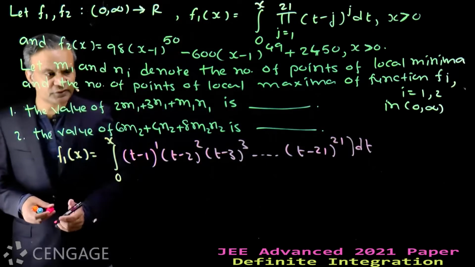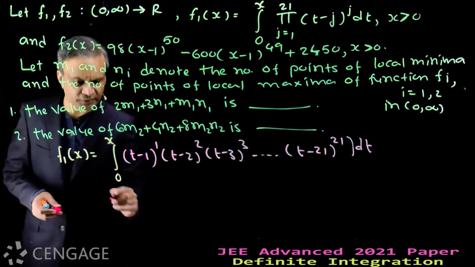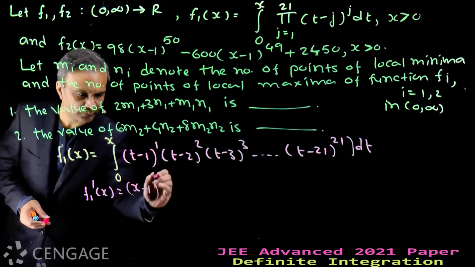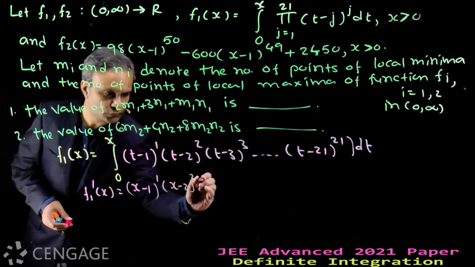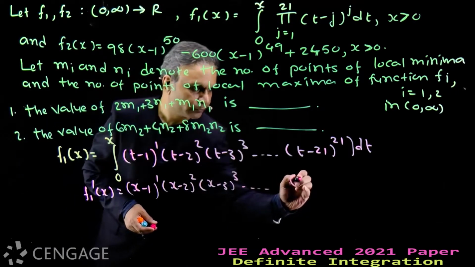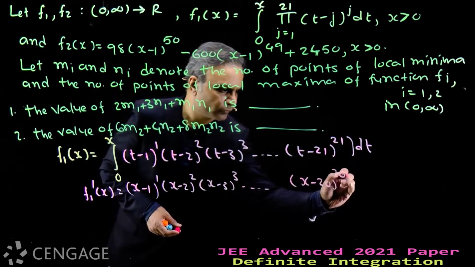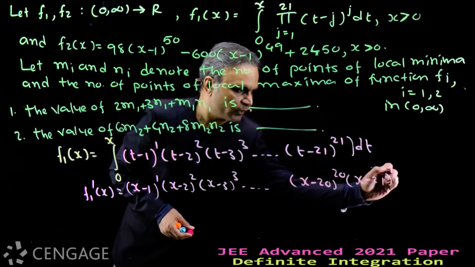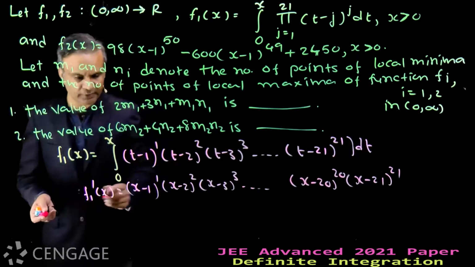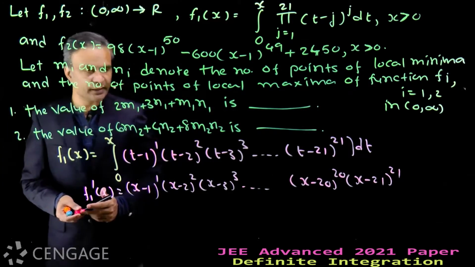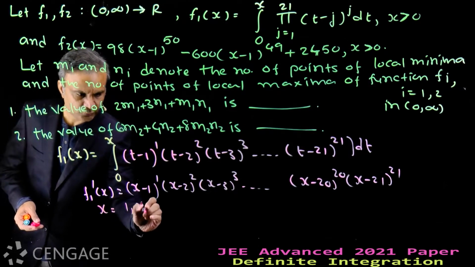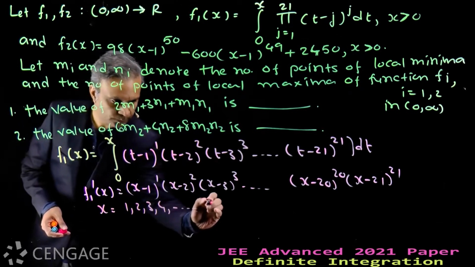Okay, now we differentiate this. Simply replace t with x. We get f1 dash x is equal to (x minus 1) power 1, (x minus 2) square, (x minus 3) cube, and so on up to (x minus 20) power 20 into (x minus 21) power 21. Okay, for points of maxima and minima, we compare this derivative to 0. We find x is equal to, critical points will be 1, 2, 3, 4 up to 21.